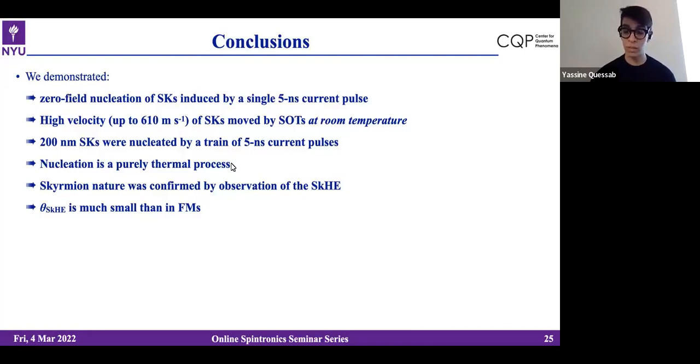We confirmed that the spin textures nucleated in the Moog microscope are indeed skyrmions, thanks to the observation of the skyrmion Hall effect. And we measured a very low skyrmion Hall angle that is much lower than in ferromagnets, with a skyrmion Hall angle of about 3 degrees.